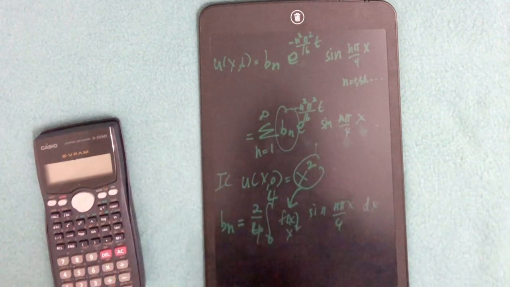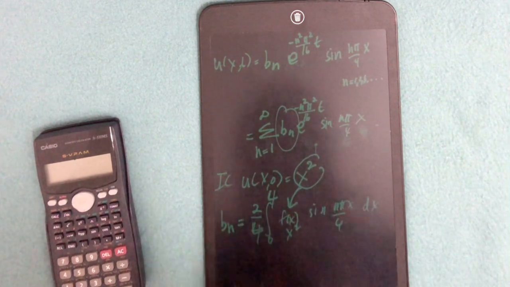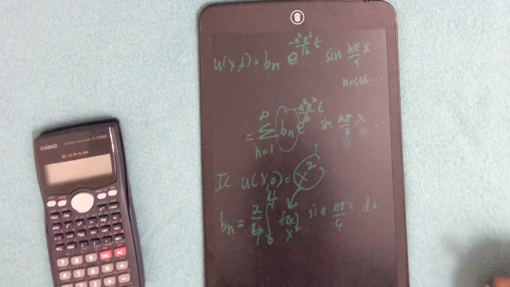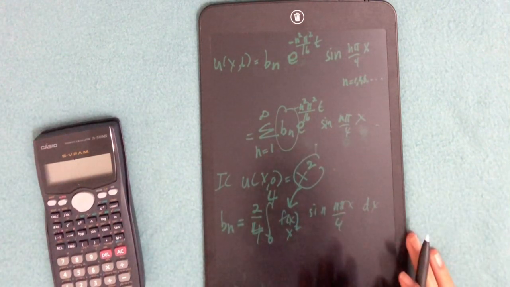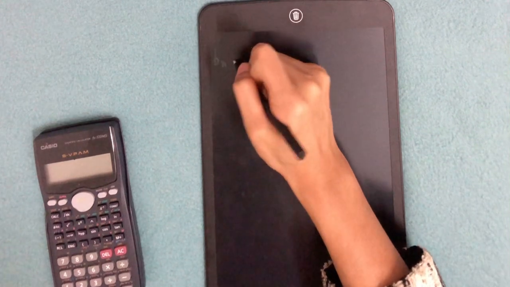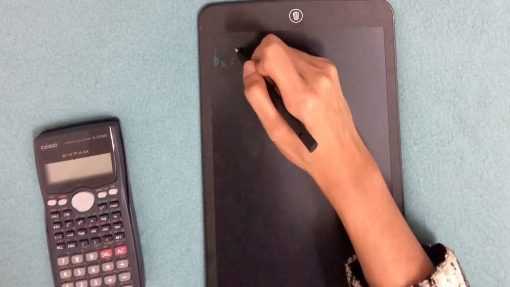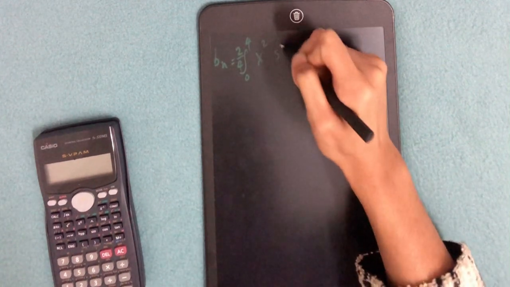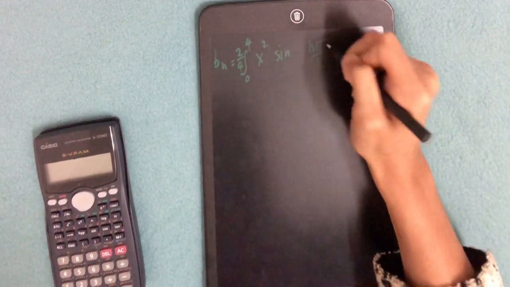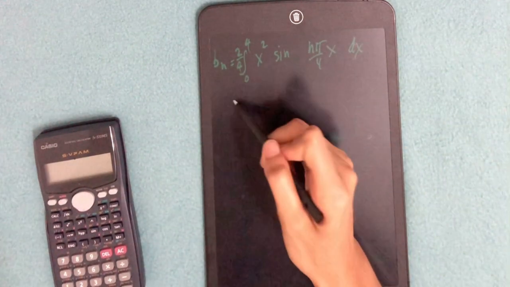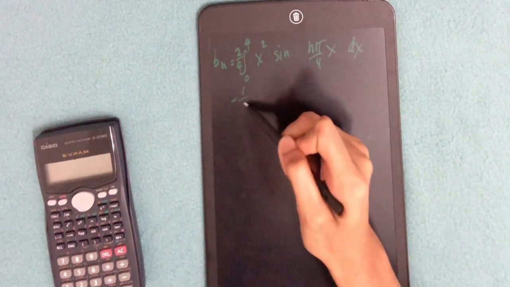You can use the tabular method to get your answer. For now, I think I do need to write it? Okay, never mind, I will do it halfway. Bn is equal to 2 over 4, integral from 0 to 4 of x square sine n pi over 4 x dx. Simplify 2 over 4, that is 1 over 2.